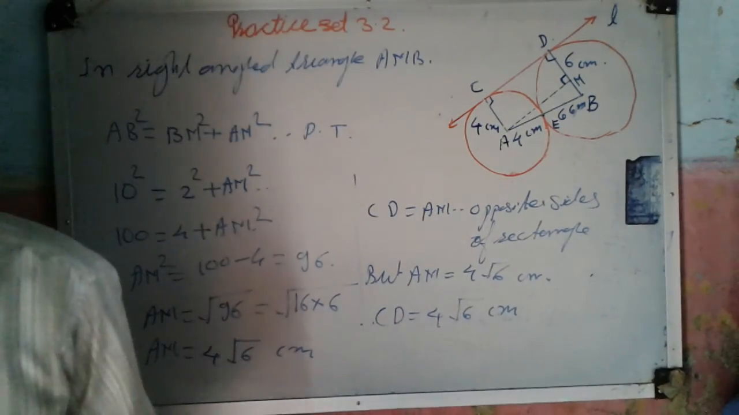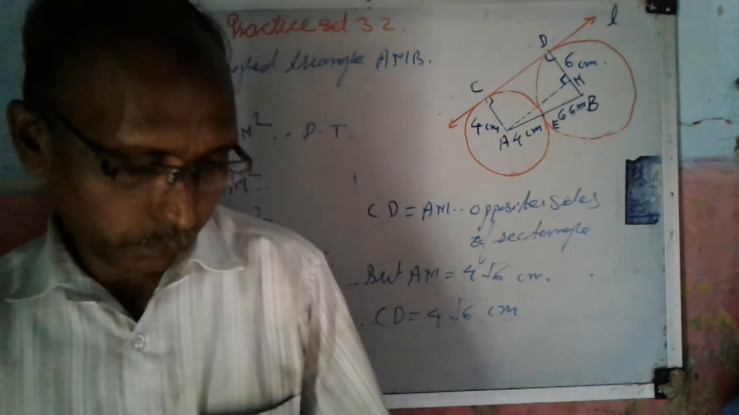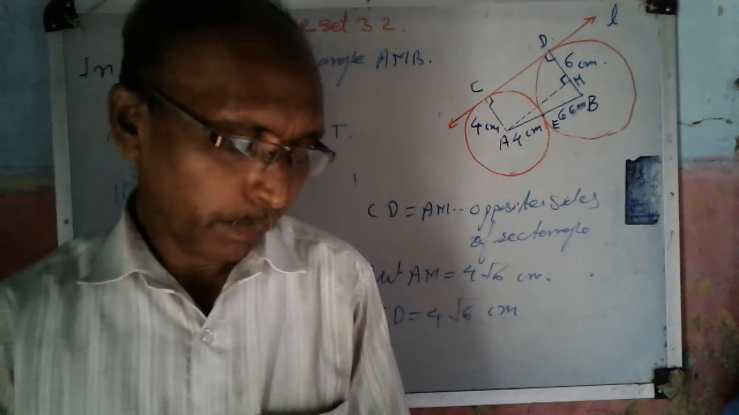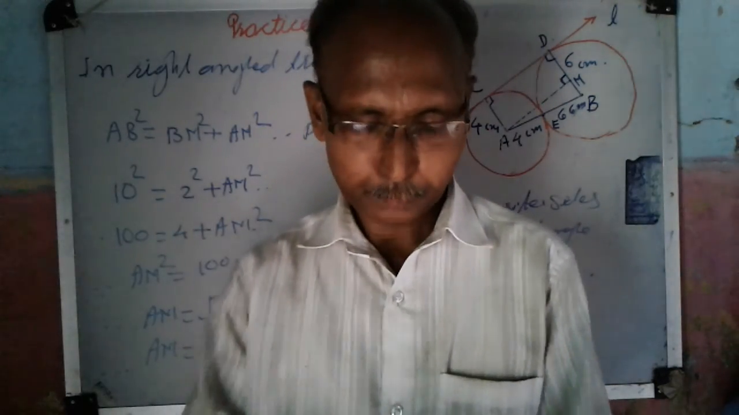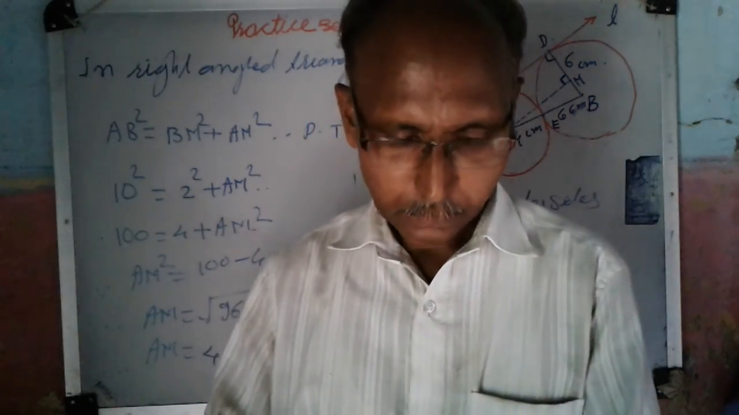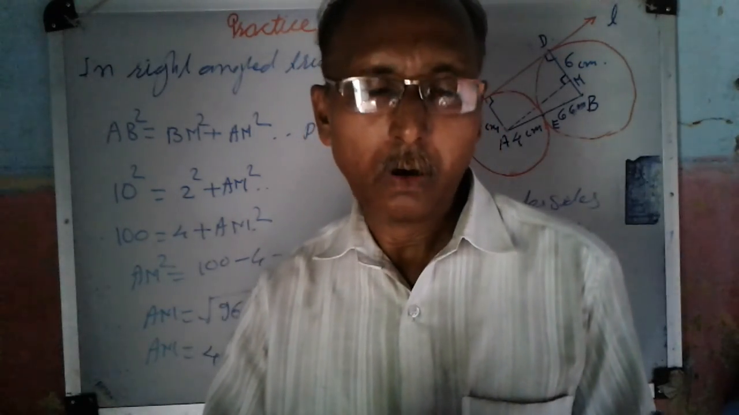So in this way, we can solve these examples, and now you try to solve the remaining examples from practice set 3.2. In my next period we will study the arc of a circle.